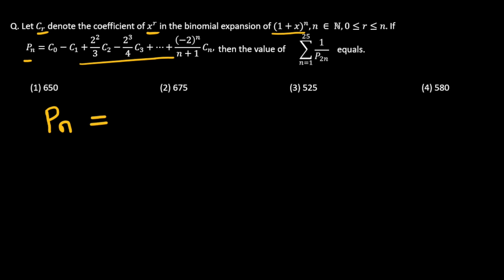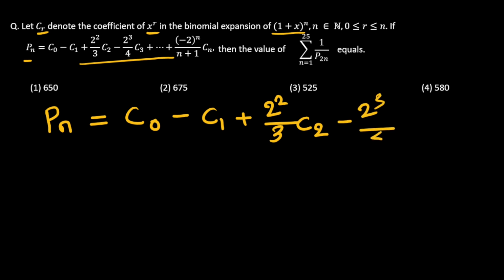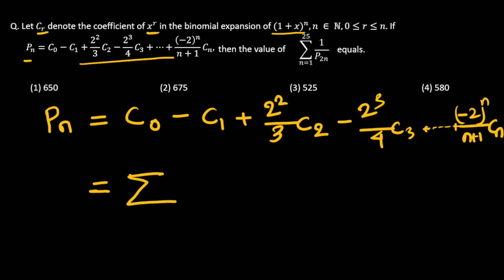So Pn is equal to C0 minus C1 plus 2 square over 3 C2 minus 2 cube over 4 C3 and so on, minus 2 to the power n over n plus 1 Cn. Therefore, we write this expression in summation form. Then the summation, where r varies from 0 to n, of minus 2 to the power r over r plus 1 Cr.